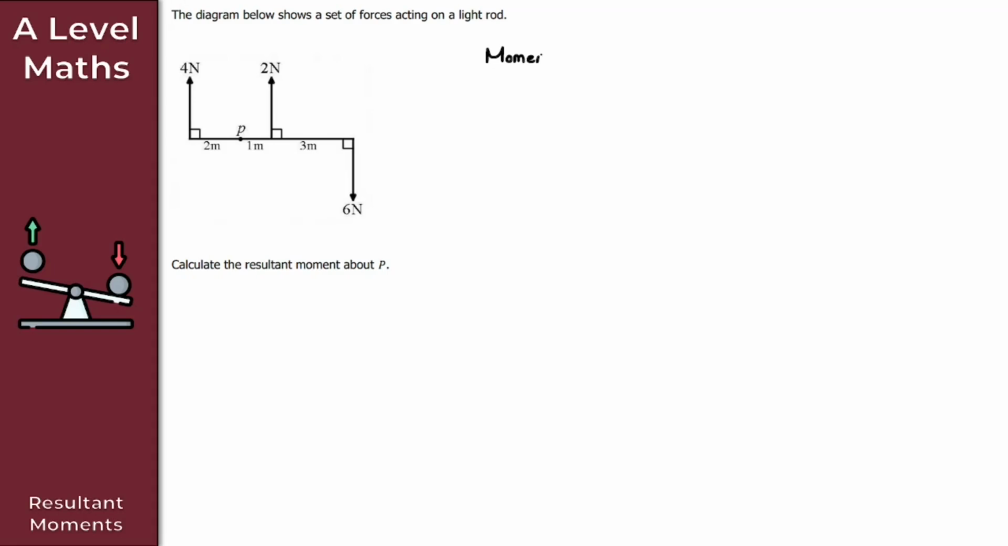For the moment of the 4 Newton force, don't forget they're nice and straightforward. This is simply the product of the magnitude of the force, which in this case is 4, times the perpendicular distance, which is 2. So we get 4 times 2, which is equal to 8. Don't forget the units: we're working in meters, so our units are Newton meters.